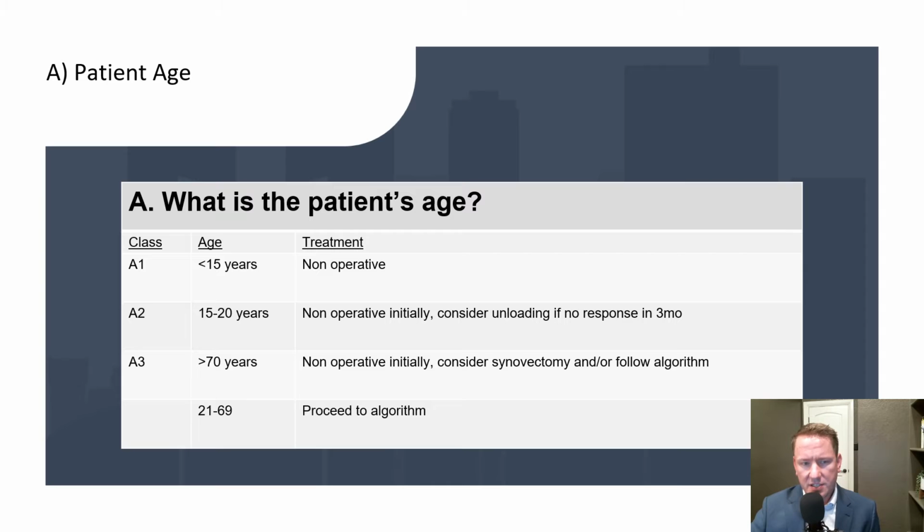As we take each key question individually, we have to start with what is the patient's age. And this is important because we know that young patients do well with non-operative treatment. In patients less than 15, non-operative treatment should be the mainstay for Kienbock's disease. We also know that patients that are older than 70 years old tend to do well with non-operative treatment, and their symptoms tend to improve with time despite radiographic progression. For patients that are between 21 and 69 years old, however, we suggest moving on to key question B and key question C.